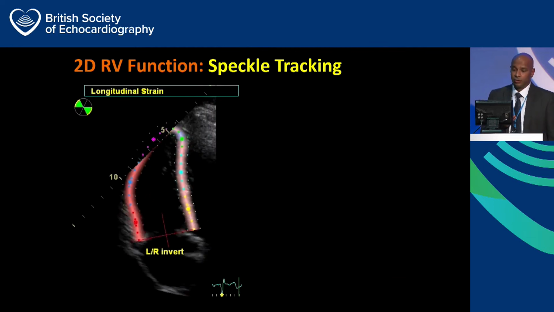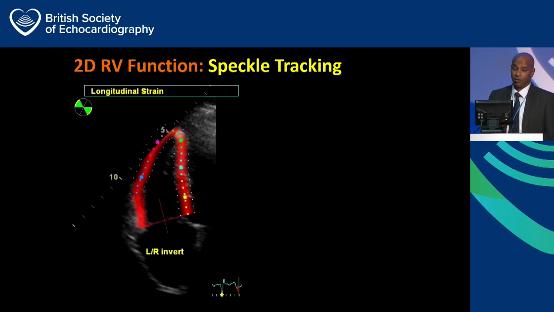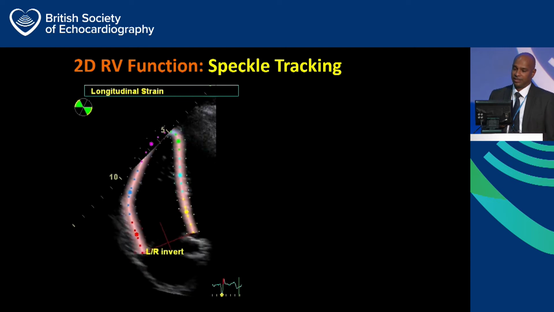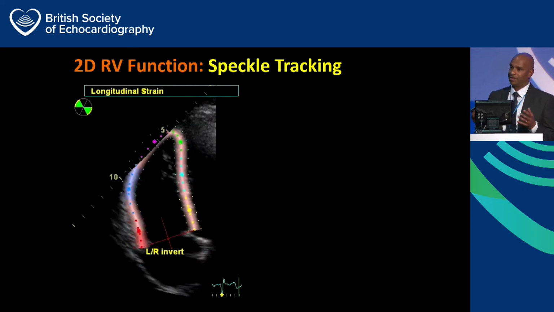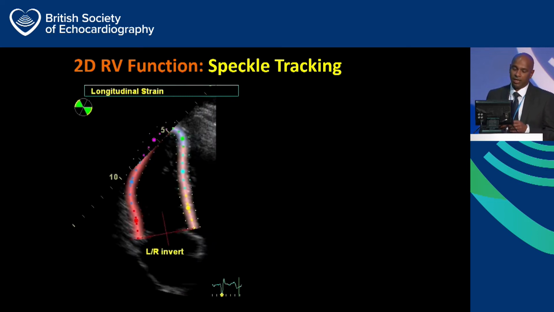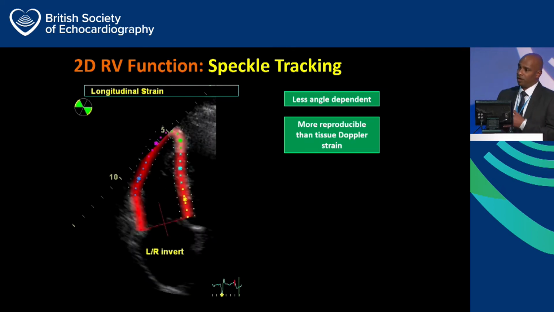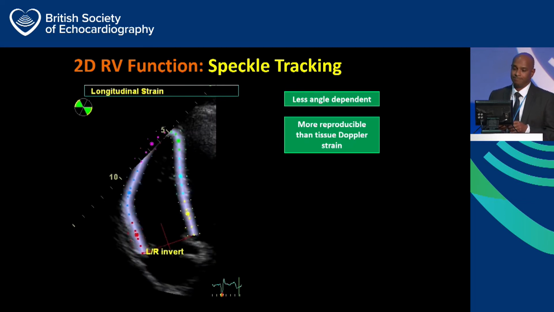Wendy very nicely talked about speckle tracking, so I'm not going to go into the ins and outs of what it is and how to measure it. Just to say it represents systolic shortening, essentially, as a proportion of the original length. So it's a negative percentage value that we obtain. It's less angle dependent, it's more of a marker of global function, and it's more reproducible than tissue Doppler strain.